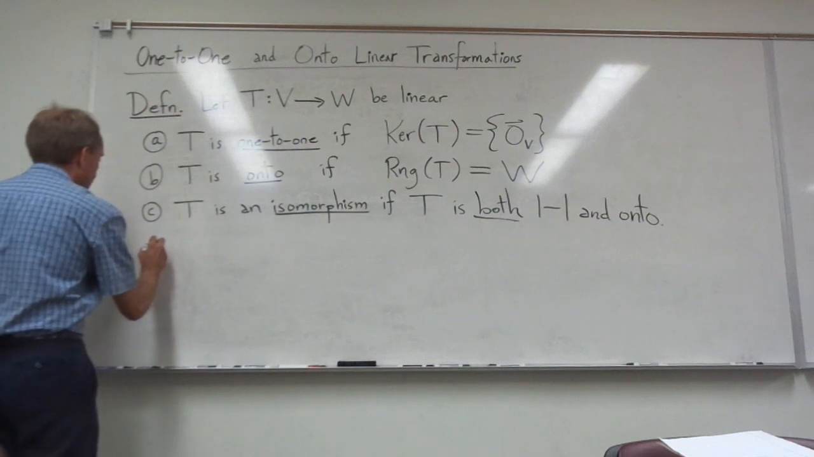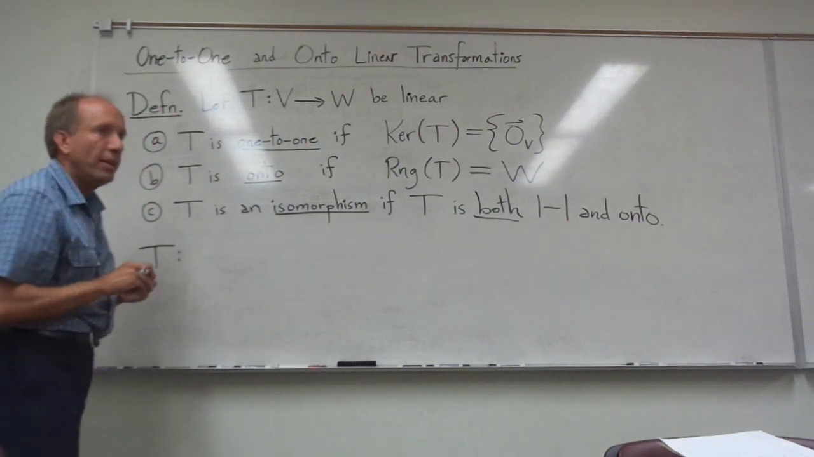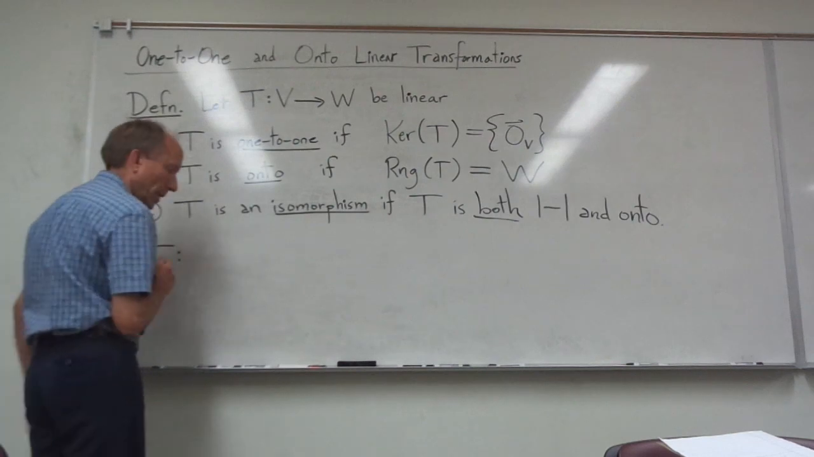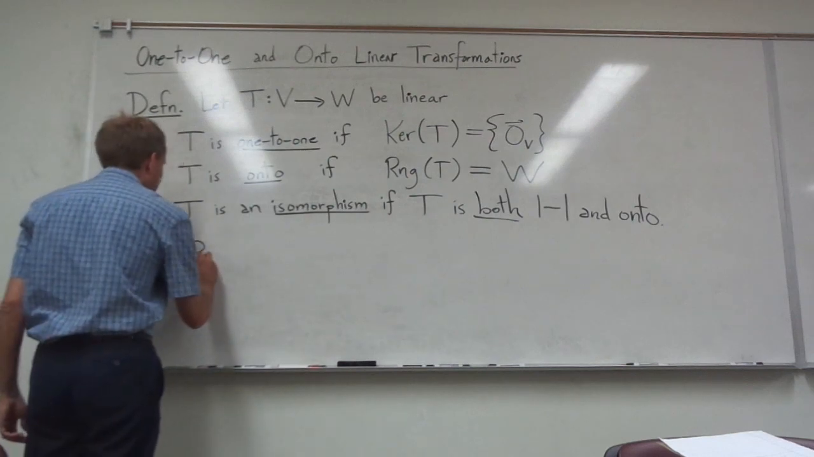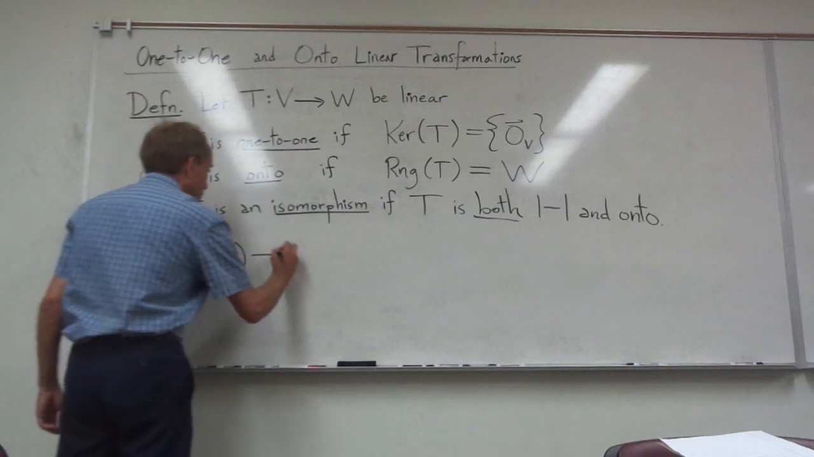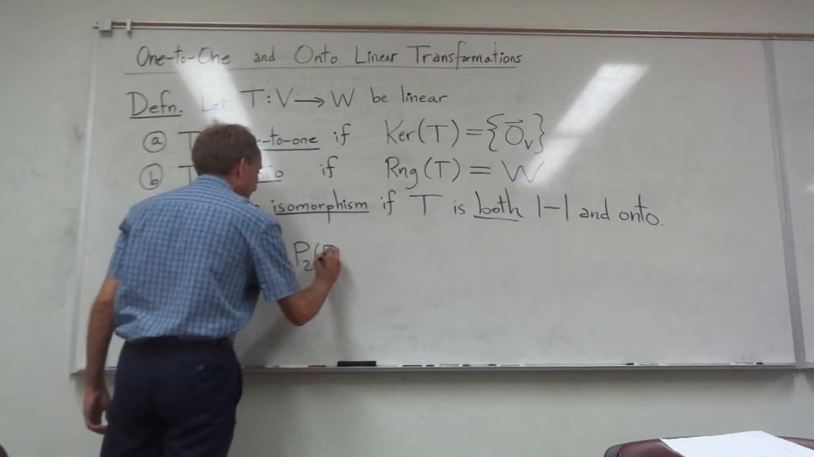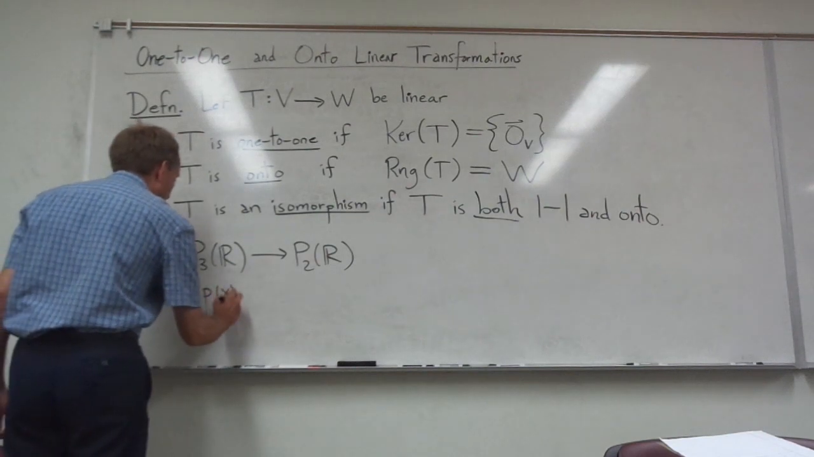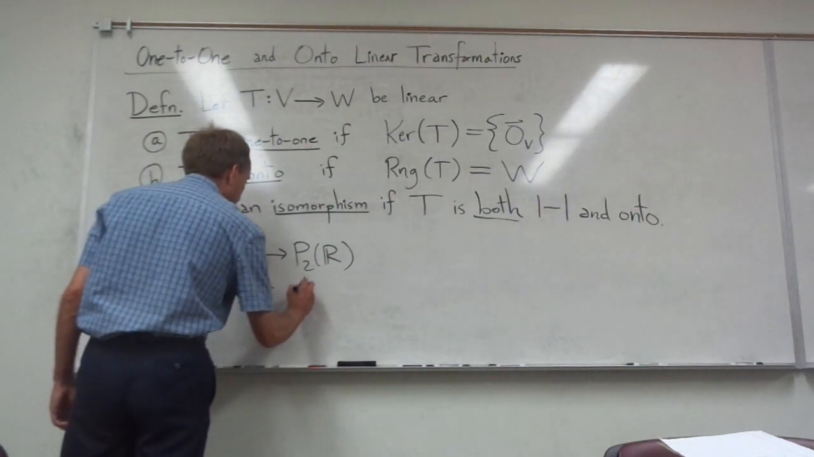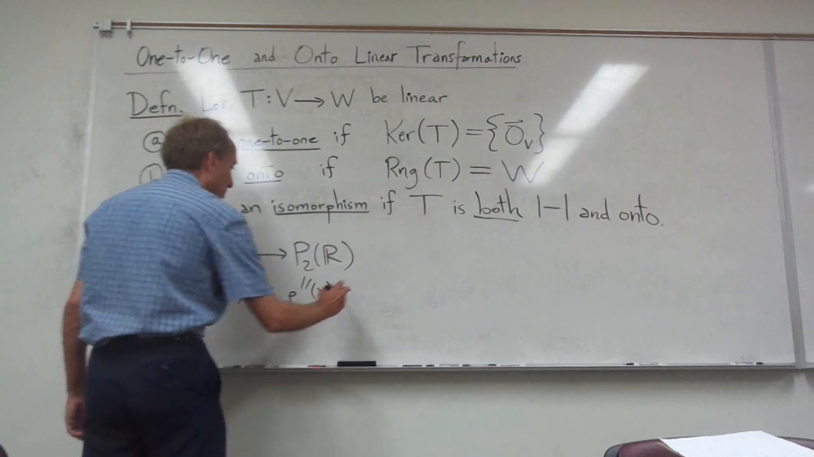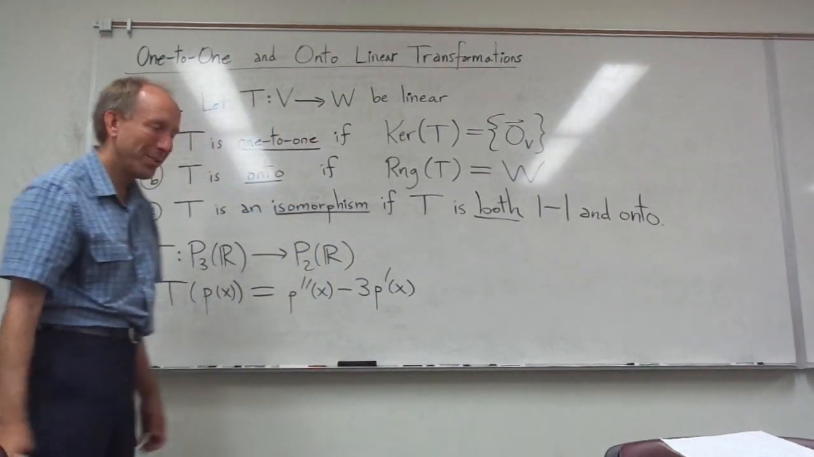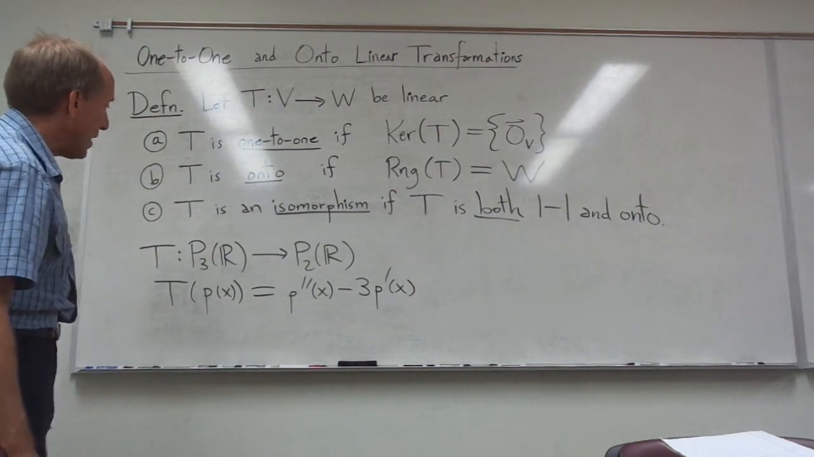Let's do the transformation T from P3 of R to P2 of R, okay? And let's transform this by taking P of x and mapping it to P double prime of x minus 3 times P prime of x, okay? And let's imagine that we did that.